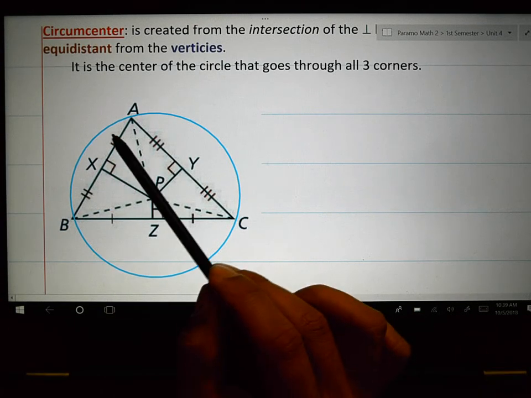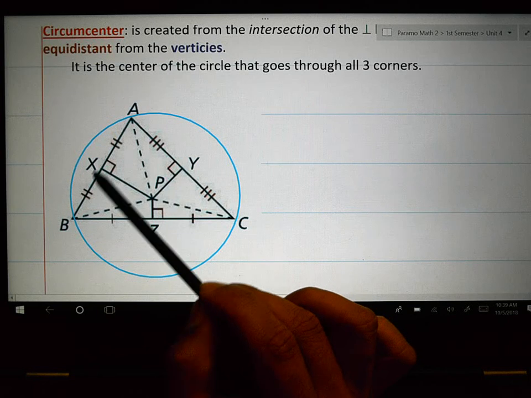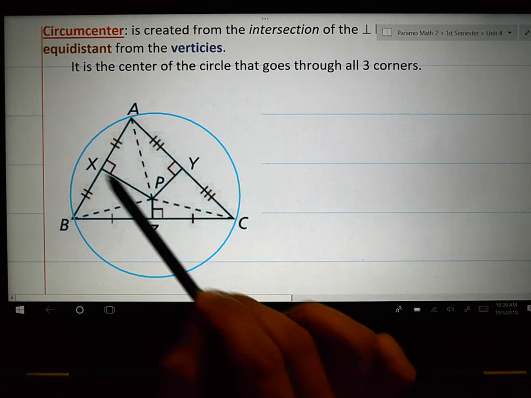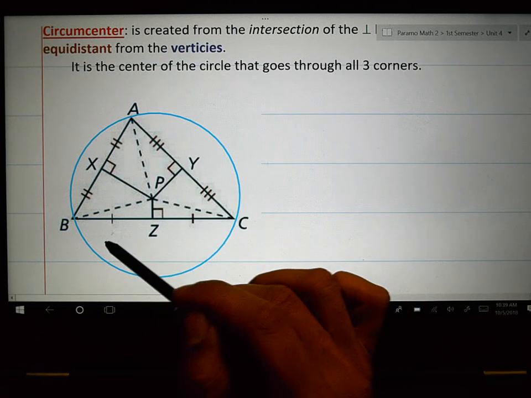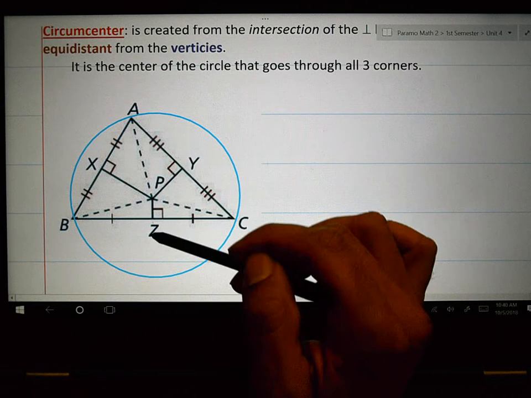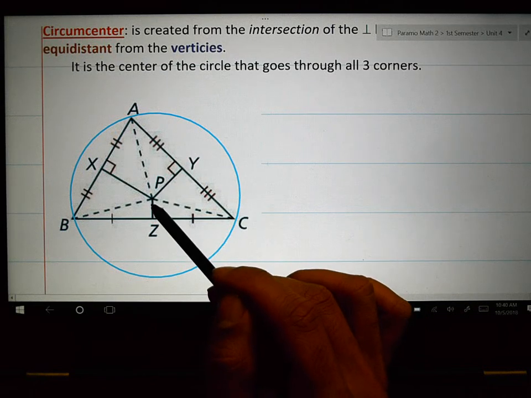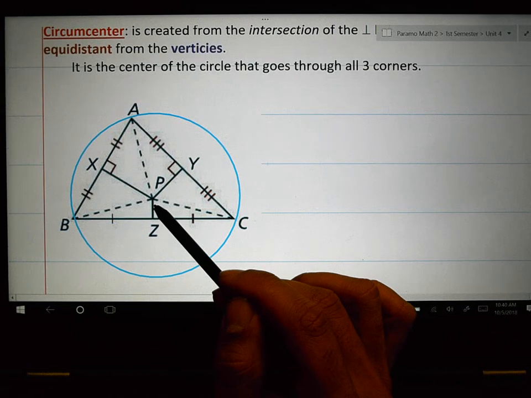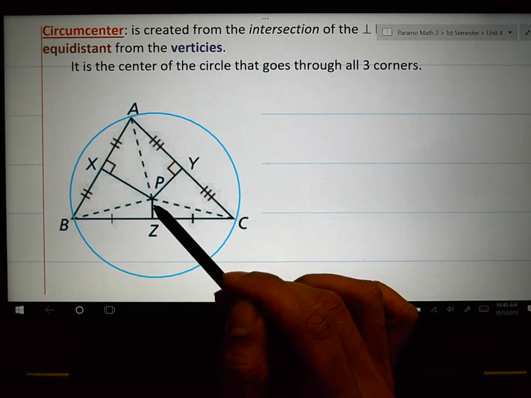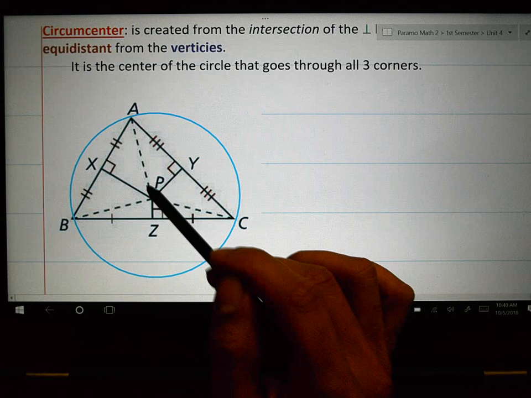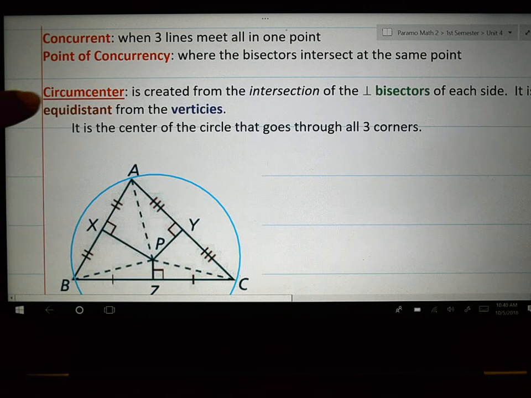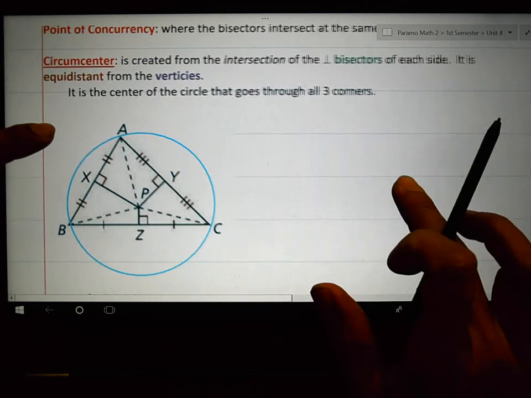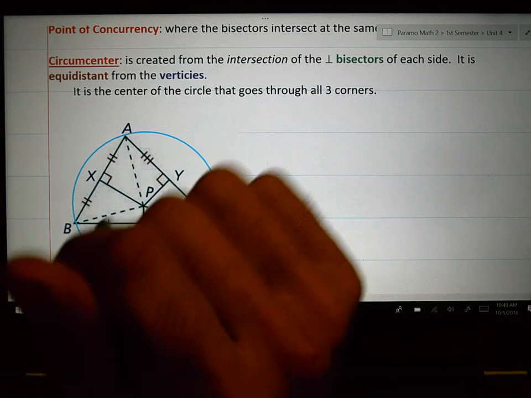For example, if I look at the perpendicular bisector of this side, that line goes forever and ever this way. This perpendicular bisector goes forever and ever this way. This perpendicular bisector goes forever and ever up and down this way, but they all meet at one point. That one point is called the point of concurrency. Where are all three lines meeting? It's right here. That has a specific name. That name is the circumcenter. It's one of the coolest things that you will ever get to play around with triangles and circles.